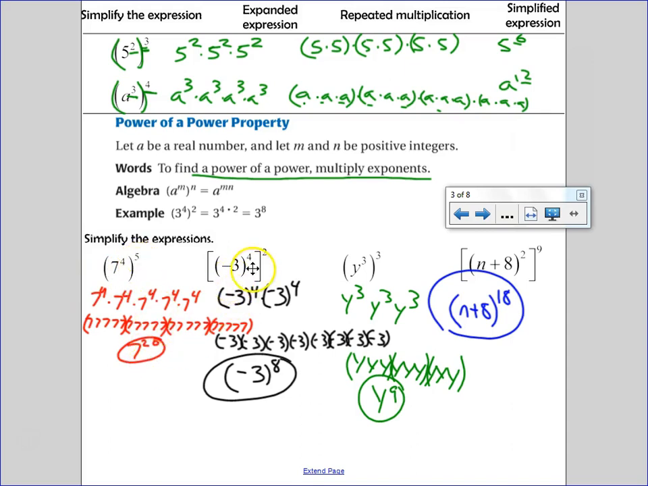Negative 3 to the 4th squared, negative 3 to the 4th 2 times, ends up being negative 3 to the 8th power. Y to the third raised to the third power means I have y to the third 3 times. Expand that out, I have y to the 9th. N plus 8 squared to the 9th means I have n plus 8 squared 9 times. And when I write that all out, I end up having n plus 8 18 times.